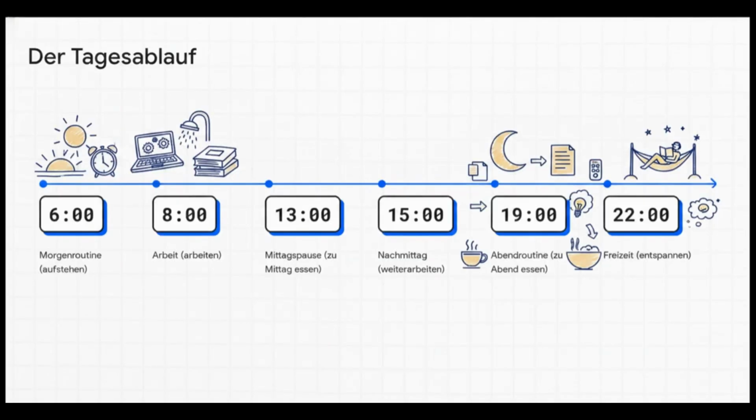Let's walk through this timeline together. At 6 o'clock, you have your Morgenroutine. Maybe you aufstehen and shower. At 8 o'clock, it's time for Arbeit. You arbeiten or head to class.